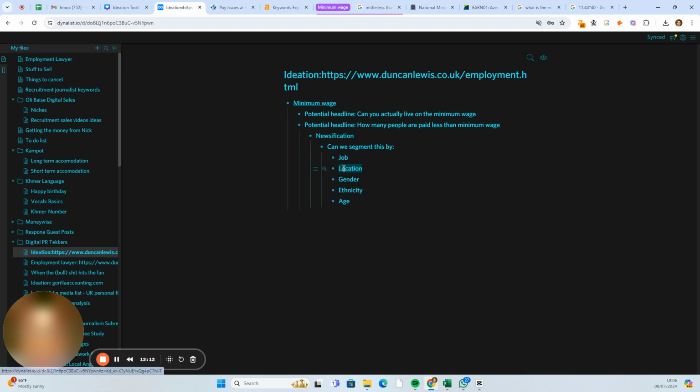Location's a very obvious one. If we can say 30% of people in Manchester earn less than the minimum wage, then newspapers like the Manchester Evening News will want to publish that. Gender, we could tie into the gender wage gap. Ethnicity, it's a touchy subject. And then age, people talk a lot about age discrimination.